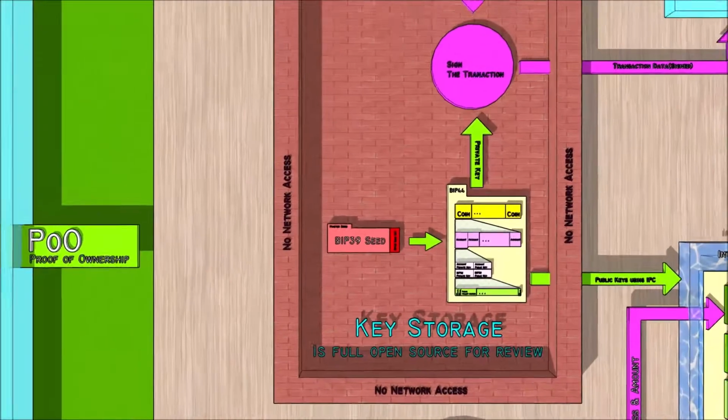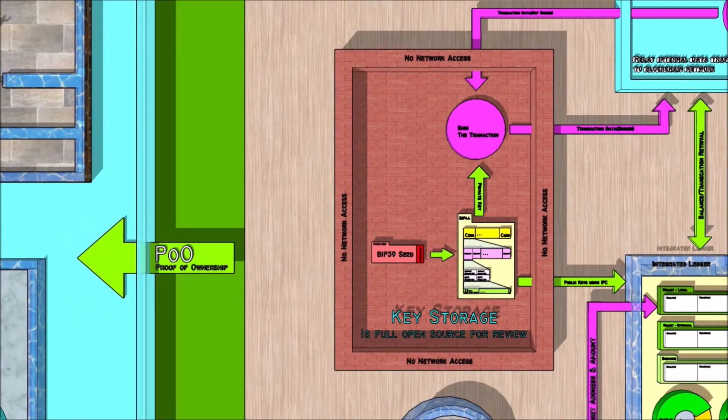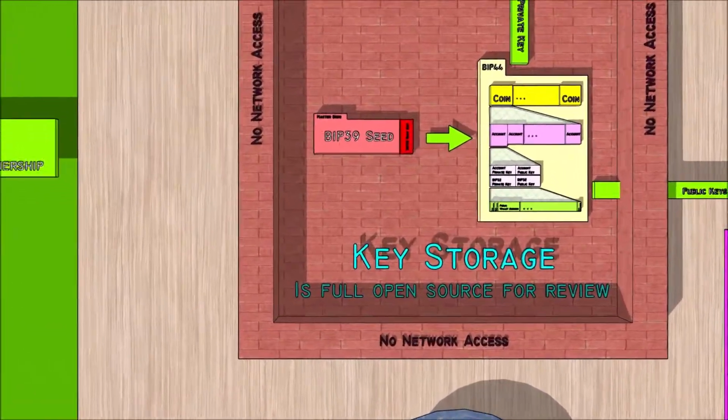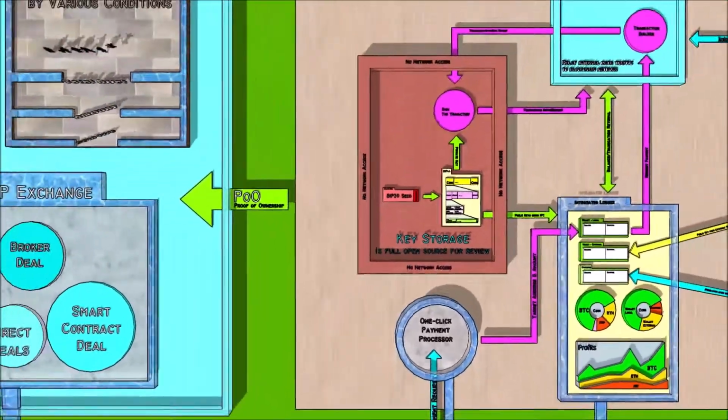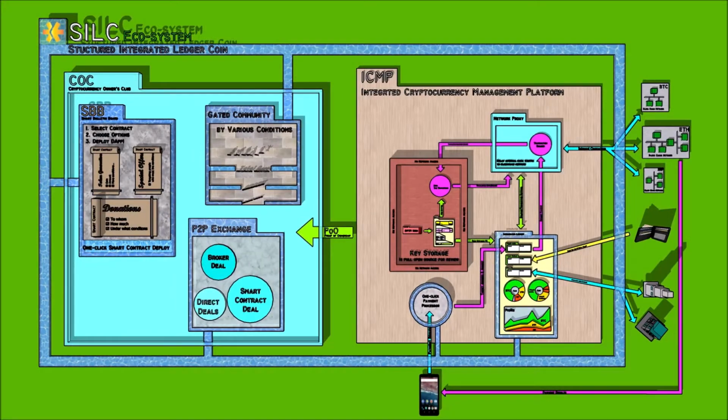and BIP32 public key. Key storage is basically disconnected from the network and is safe from hacking through the network, and remains fully open source for anyone to review the code. The following is the integrated ledger.